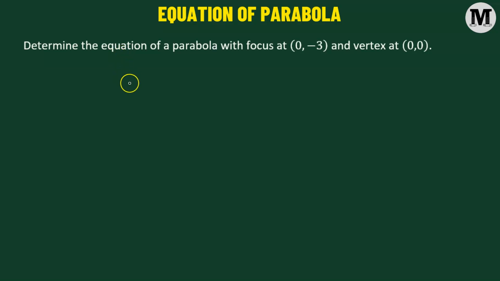So in this problem, we need to determine the equation of a parabola such that its focus is at the point (0, -3) and the vertex is at the origin. So let's try to understand it graphically first.